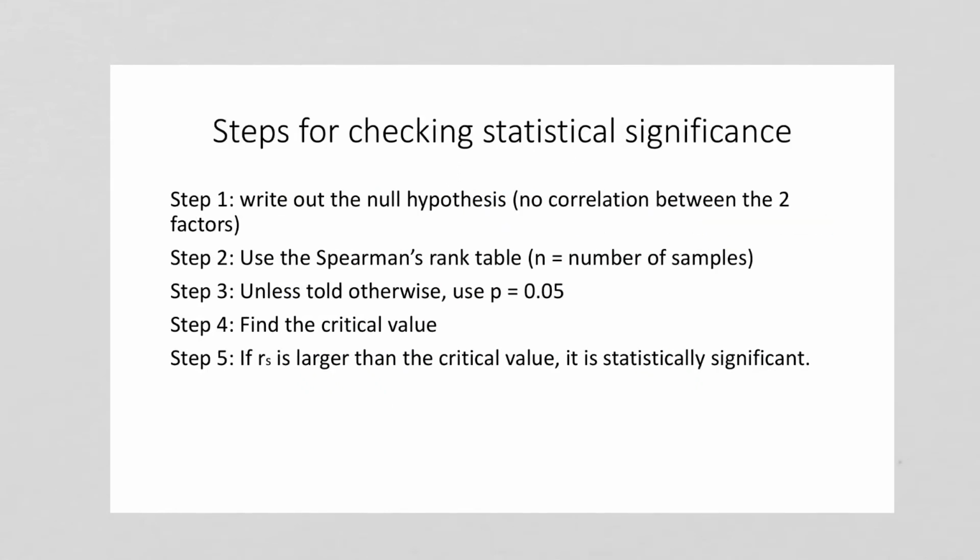When you're checking for statistical significance, you need to write out your null hypothesis, which is that there's no correlation between the two factors. You are going to use the Spearman's rank table, where n is the number of pairs, not of samples. You are going to use p equals 0.05, just like the student's t-test, unless you're told otherwise. You're going to find the critical value and then compare that against your RS.